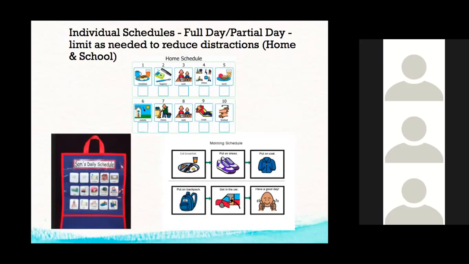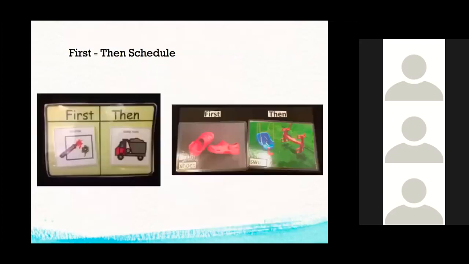Well, maybe this is not beginning with getting dressed in the morning, but preparing to go to school or preparing to go somewhere. We're going to eat our breakfast, and we're going to put on our shoes, put on our coat, put on our backpack if we're going to school, get in the car, and then, oh yay, we're going to have a good day. So that's an example of a partial day schedule. Of course, you would make this schedule based on the activities within your daily schedule.